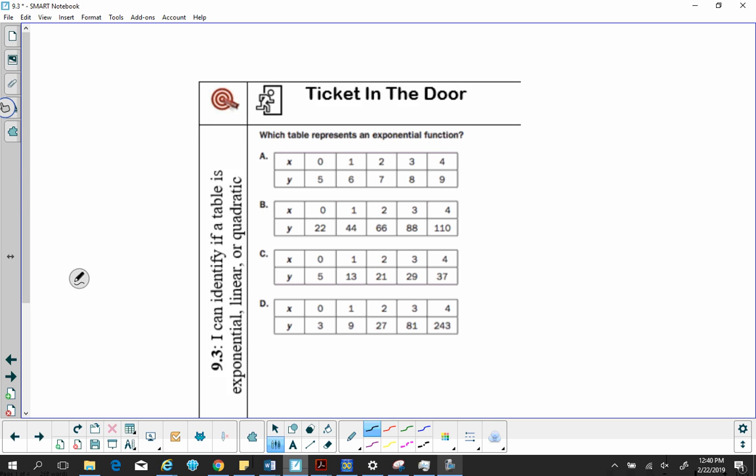Good. So we're figuring out exponential. Remember, I said it obnoxiously. Exponential means multiplying over and over again.